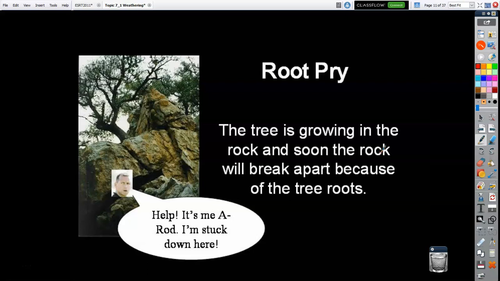So this is called root pry. Again, some of you have trees. Maybe you see trees on a sidewalk in the village of Rhinebeck, and as the tree grows bigger, the roots will go through the rock and start to bust the rock apart. So they call that root pry, right? To pry means to just pick it apart. So that was my A-Rod joke number 1.